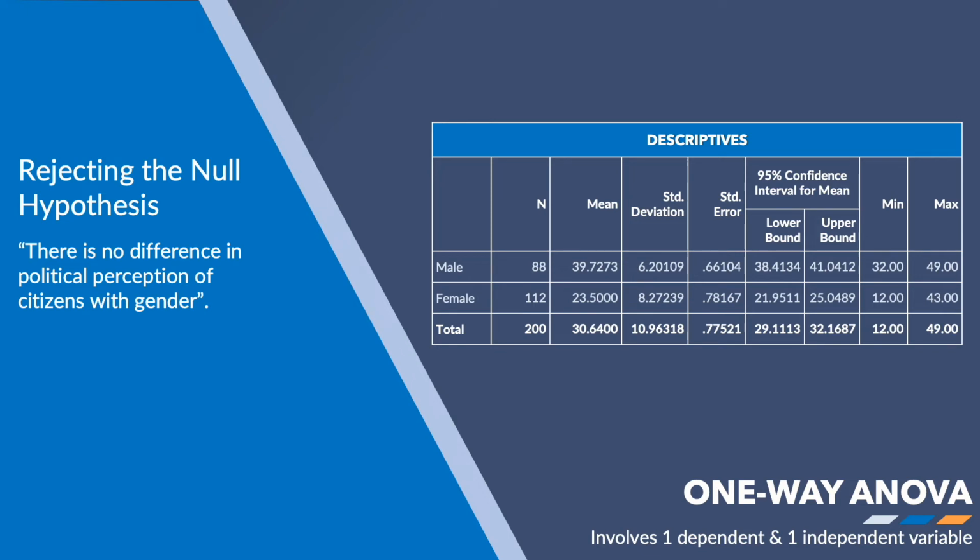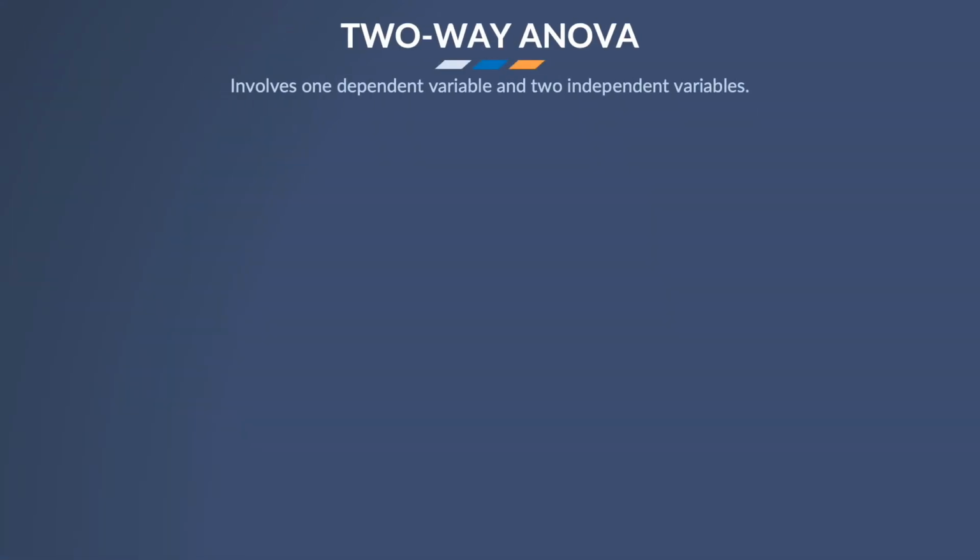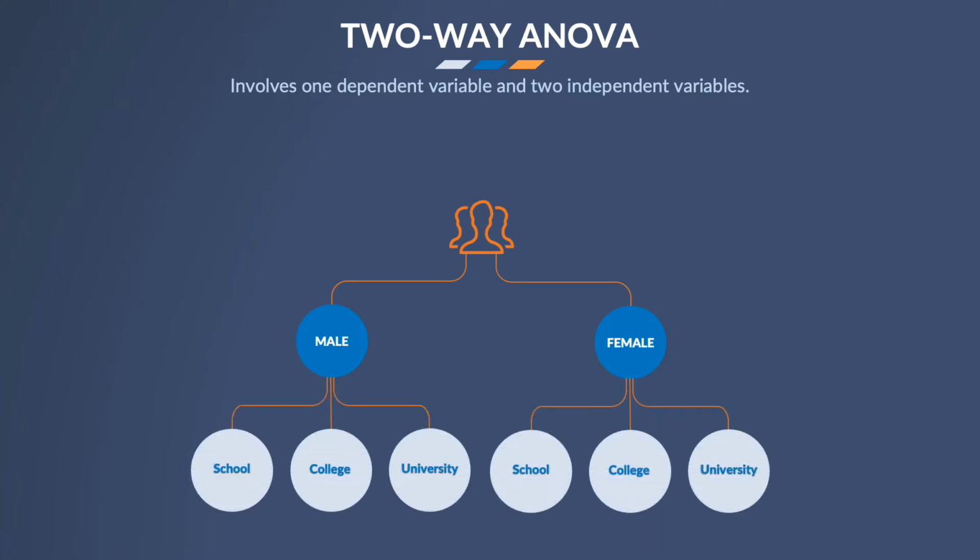So, using one-way ANOVA test in SPSS, the company was able to prove that gender influences political knowledge of citizens in India. Company ABC next wanted to show that education level along with gender influences people's knowledge of politics. So, in this case, we have three variables. First is knowledge of politics, which is our dependent variable. Then we have gender and education level, which are our independent variables. Education level in this case consisted of school, college and university.